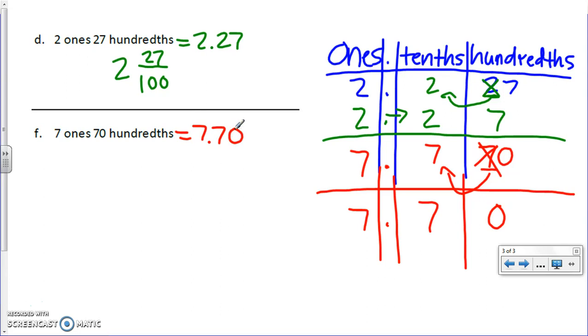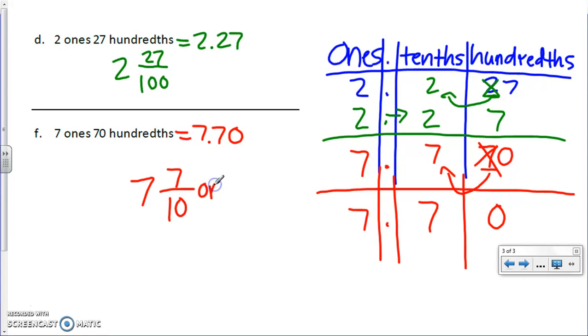If we want to go a step further and see what it would be as a mixed number, we also could. We have 7 in the ones place. That's pretty easy. We would draw our line. Now, we would need to read to the smallest place value that we have. For this one, we could actually write it a couple different ways. If I look at the hundredths place, I have a 0. So I don't really need to write it there, but I could if I wanted. So I could look at the tenths place. I have a 7. So I could write this as 7 and 7/10.